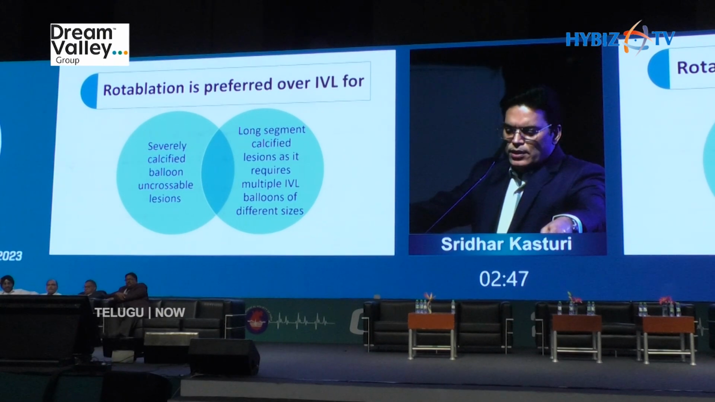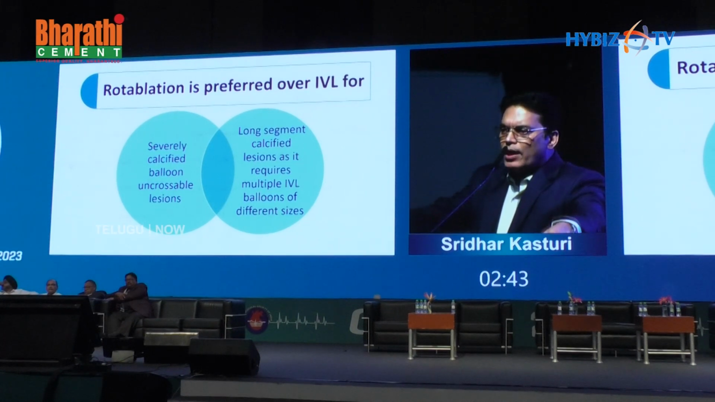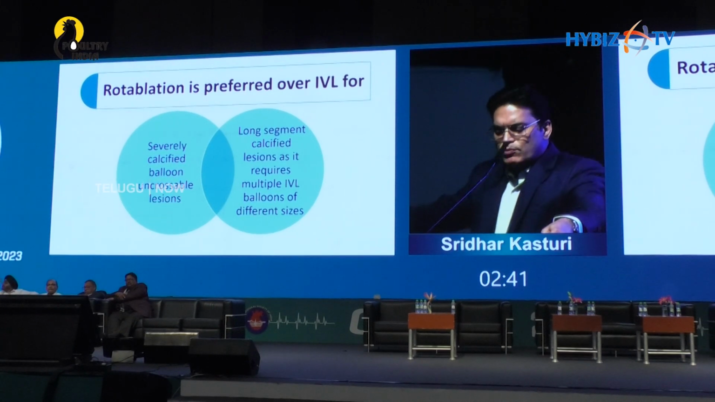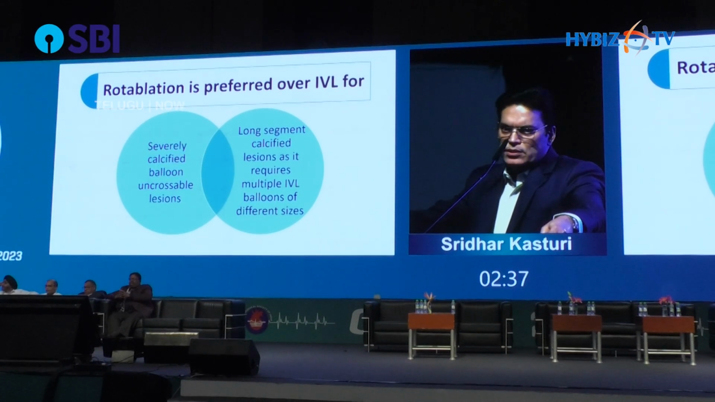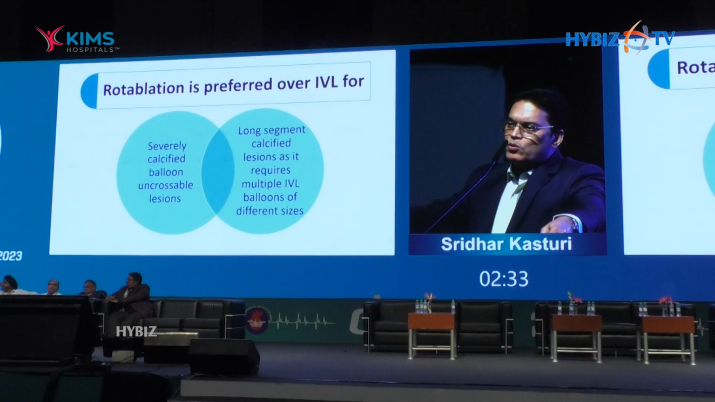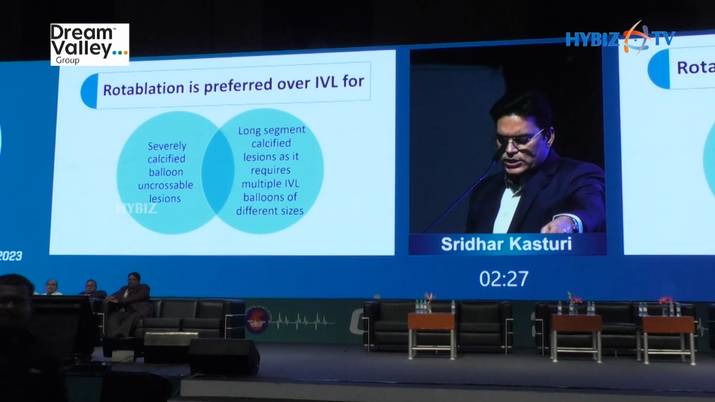unstable patients. Rota ablation or orbital atherectomy is preferred over IVL when there are severely calcified lesions, uncrossable lesions, and long calcified segment lesions. Why long segment lesions? Because with IVL you have to use more balloons, whereas with rota or atherectomy, only one device, so it will be a very cost-effective device.